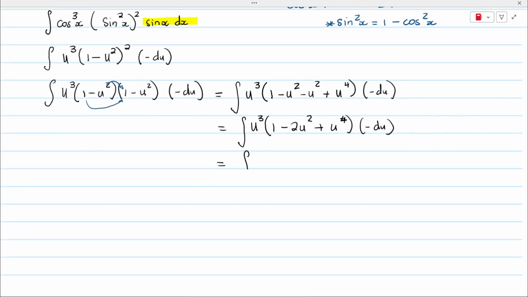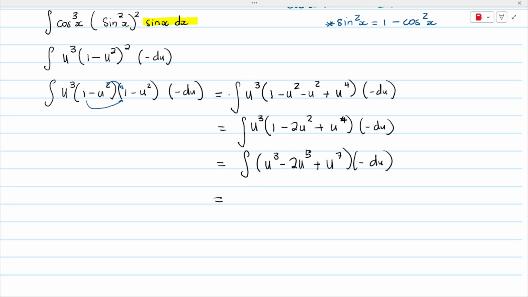This can further be simplified to be, so u cubed times 1, this will be u exponent 3. U exponent 3 multiplied by negative 2u squared, this will be negative, and then I put back the coefficient. U exponent 3 multiplied by this, the exponents will add, so this will be 2u exponent 5. And then plus sign, u times u, the bases are the same, so I add the exponents, 3 plus 4 is then 7, close bracket, negative du. So from here, I can take this negative 1 because there's a 1 here and take it out of the integration sign.